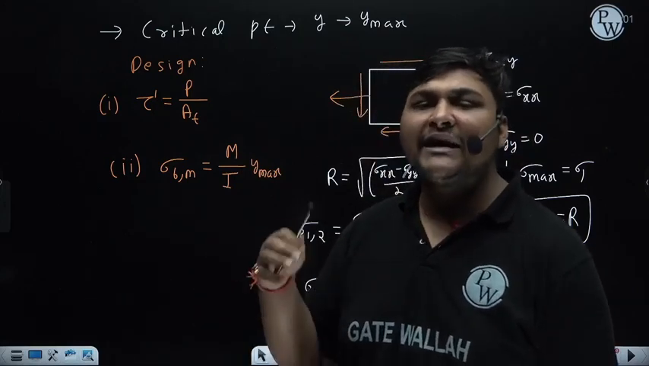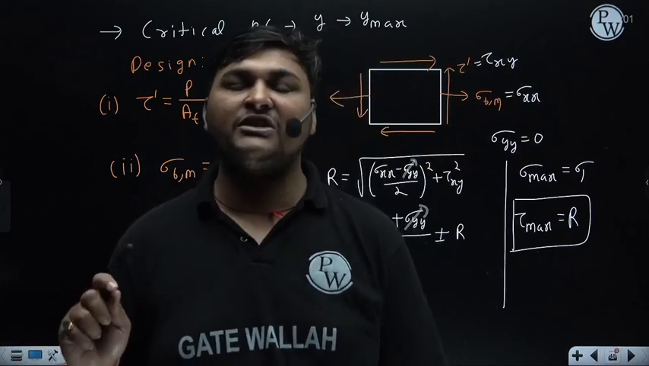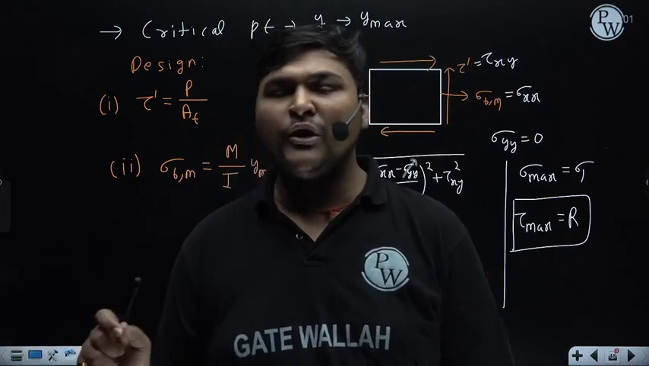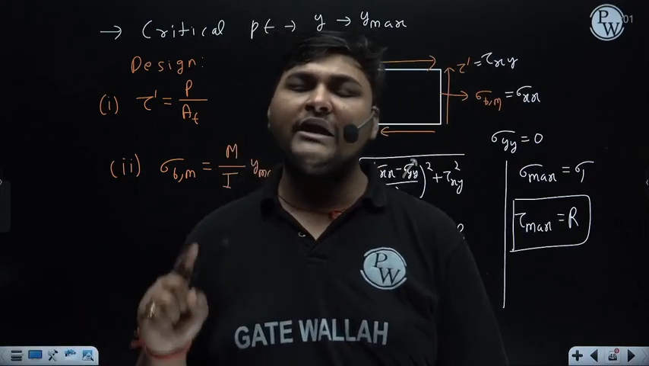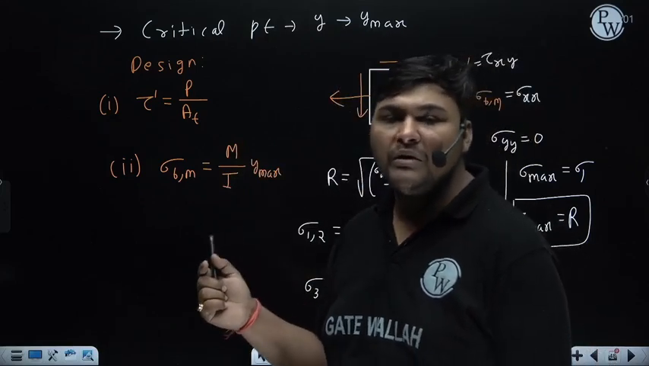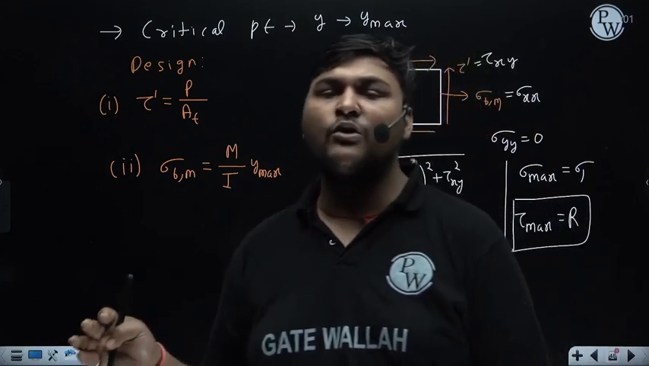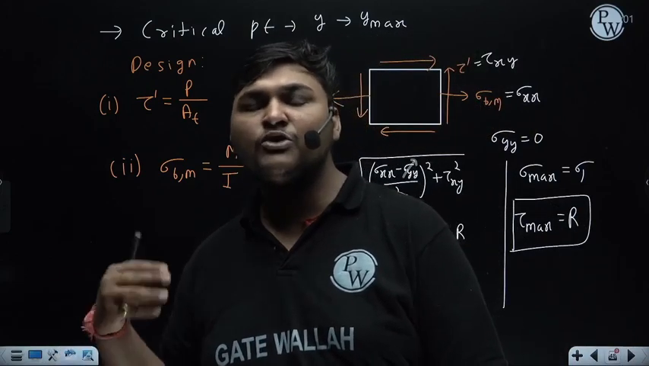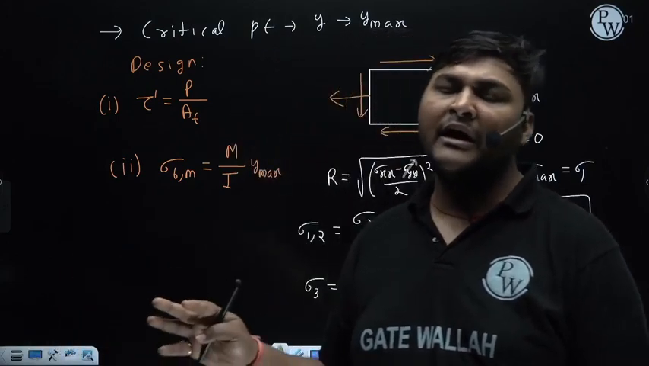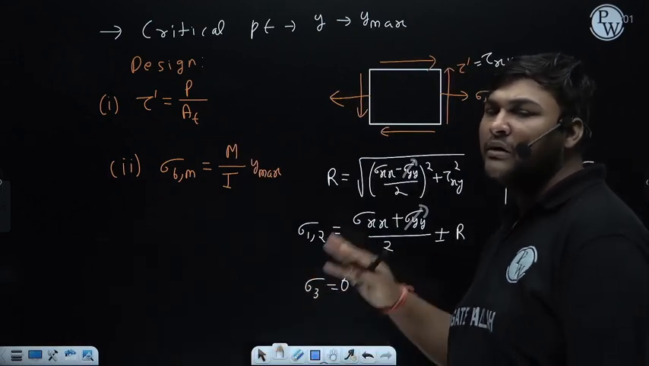If permissible shear stress is directly given in the question, that is tau p, you need to only calculate the overall tau max, and that overall tau max must be less than or equal to tau p. And if the tensile strength of the material is given in the question, then definitely the examiner will mention which theory of failure is to be used, and after that you apply that theory of failure and design the material.